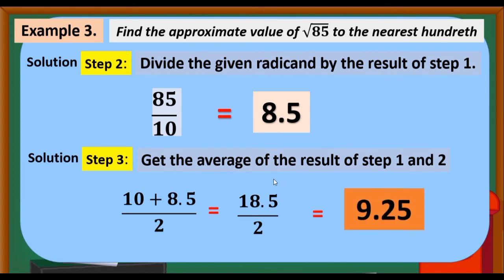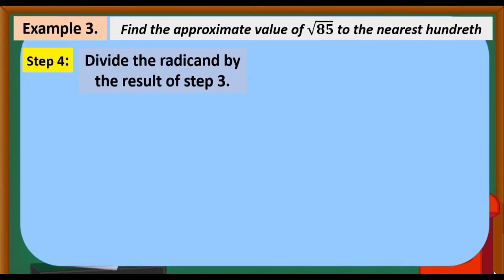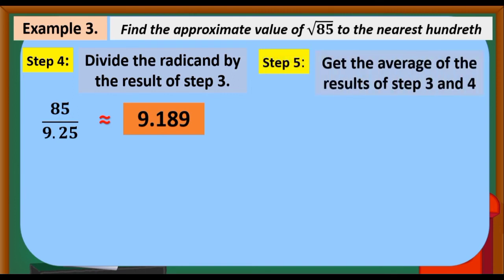Oh, after the average, divide po ulit tayo. So, let us have step 4. Divide the radicand by the result of step 3. So, 85 divided by 9.25 is approximately 9.189. Oh, pagkatapos mag-divide, average na ulit. So, step 5, get the average ng result ng step 3 and step 4.